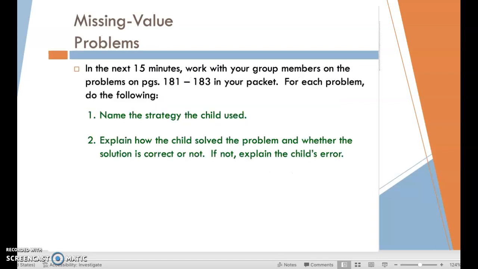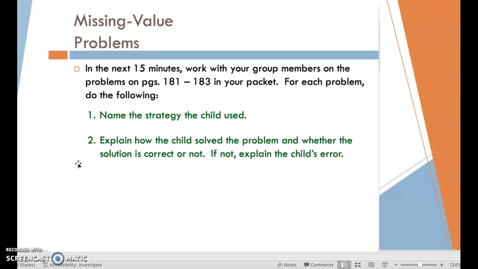So in the next few minutes, you're going to go back to your workbook. If we were in the classroom, you could work with a partner. So if there's somebody at home that you can work with, that's amazing. Or if you can get together even on the phone with one of your classmates, awesome. Name, again, the strategy that the child is using, and explain if the child solved the problem and whether the solution is correct or not. If it's not, explain the child's error.